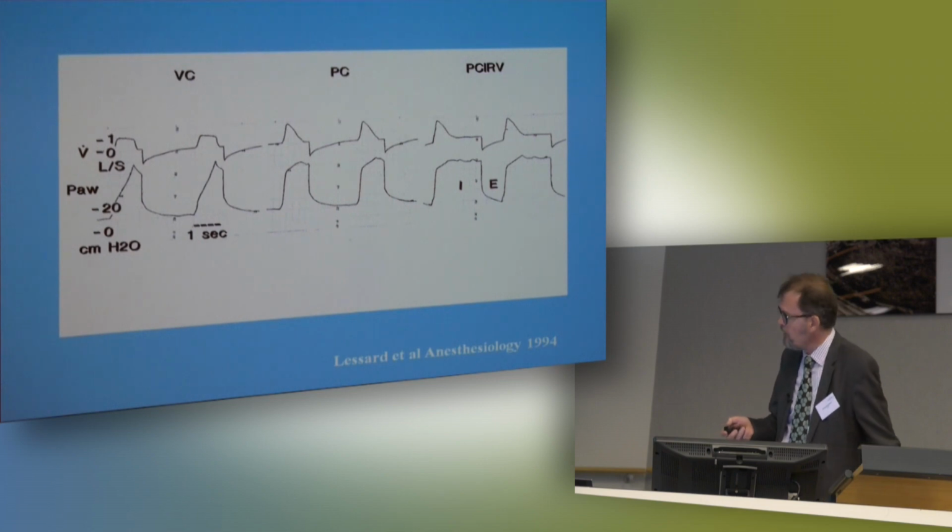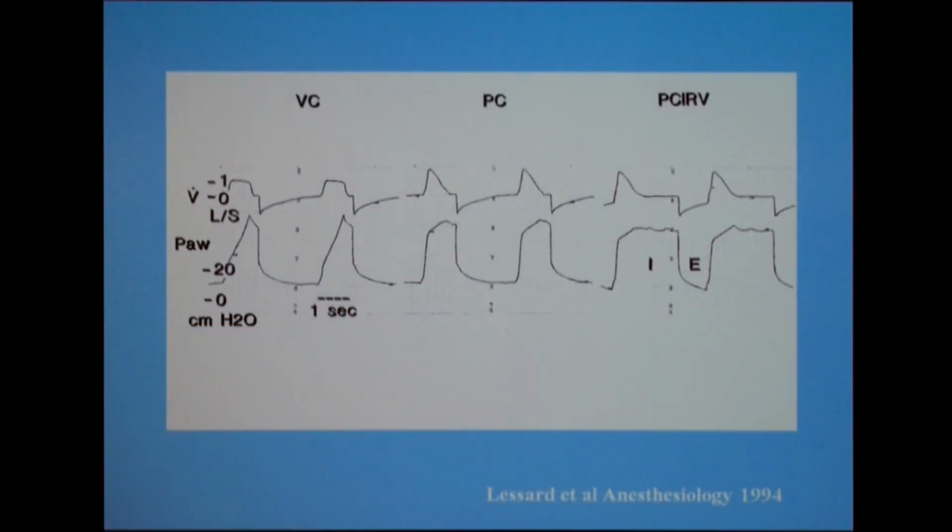This is a rather old study at the time where people were interested to use pressure control inverse ratio ventilation. So that would be a pressure controlled breath, which you all recognize with the decelerating flow. That would be the same breath with a prolonged inspiration and therefore a shortened expiration.